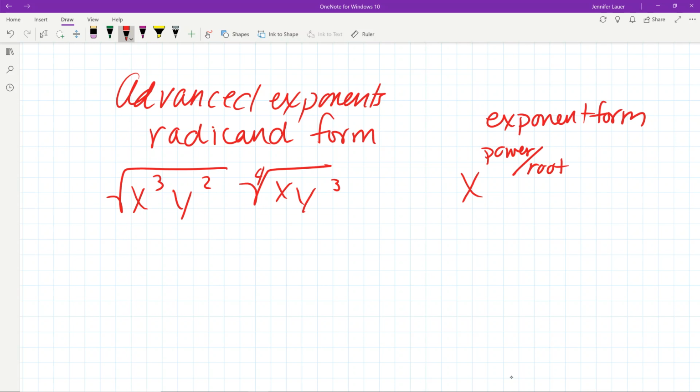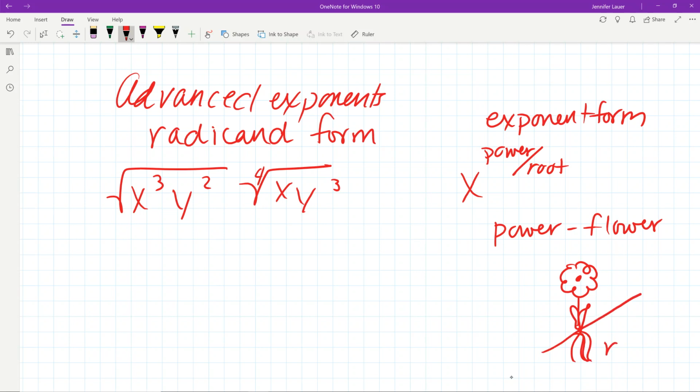The way I teach my students to memorize the power over the root is I'm always saying your power is your flower. If you picture what a flower looks like, sorry about my drawing here, you have your flower, and underneath are the roots. The root is on the bottom, your power is on top. It's an easy way to memorize which goes on top and which goes on bottom. Just picture your flower, which is your power, and your roots will always go on the bottom.